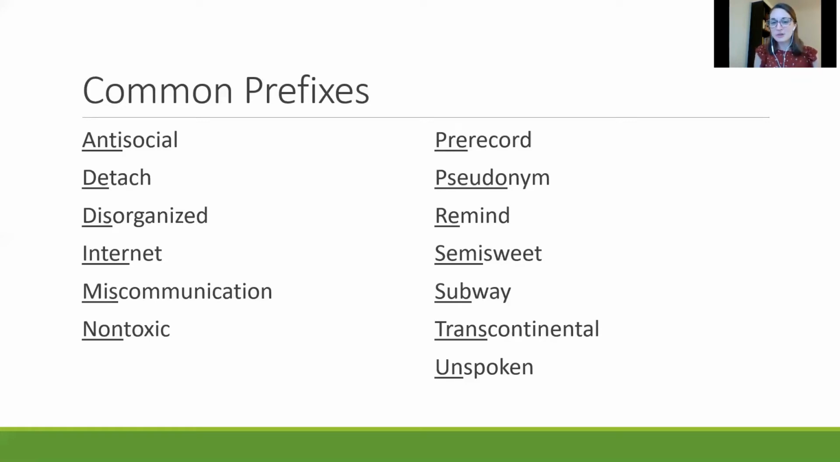Pseudonym. So if you see pseudo, it means fake, right? And then if we see nym, N-Y-M, that means name. Like you might think of anonymous. You have the N-Y-M in the middle there. Anonymous would be without a name. Pseudonym would mean a fake name.